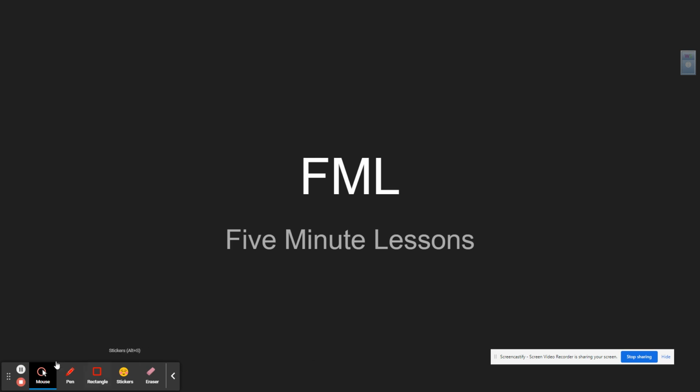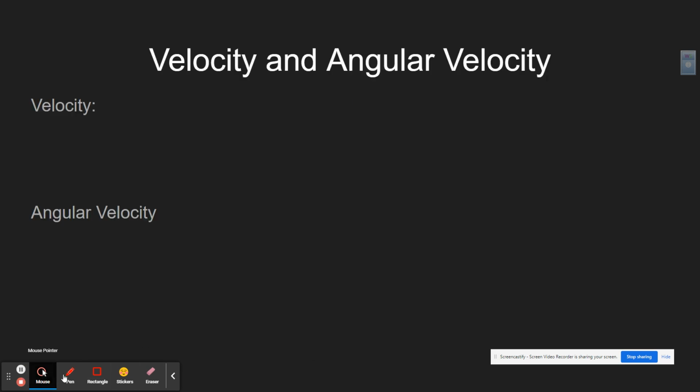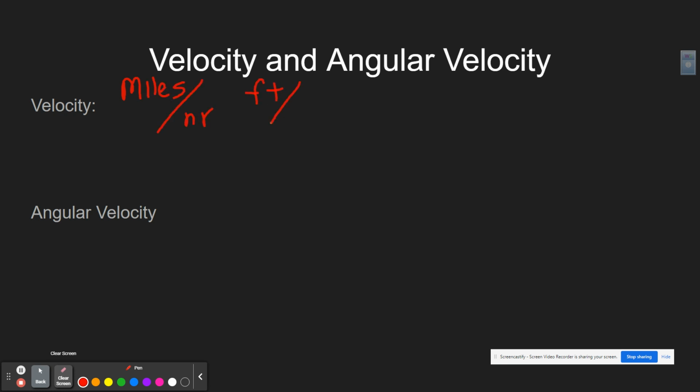All right, 5 minute lessons. And we're off. I'm going to do as fast as I can, but this is great stuff. The difference between velocity and angular velocity. Well, how do we measure velocity? That could be miles per hour. That's the most popular one. Or maybe feet per second, or meters per second, or kilometers per hour. It's straight lines over time.